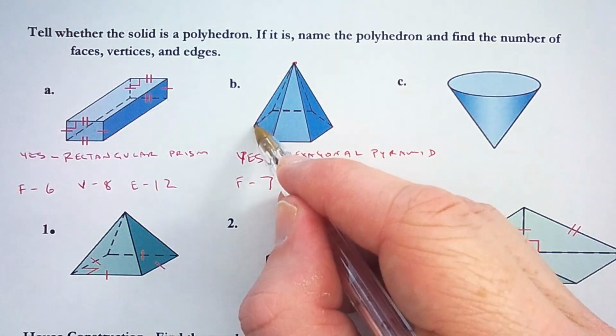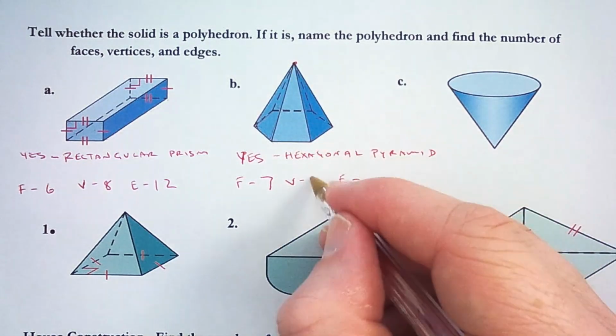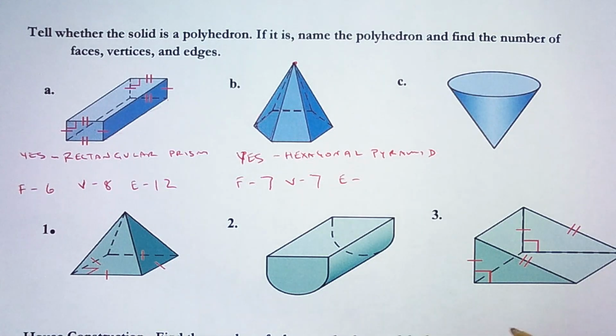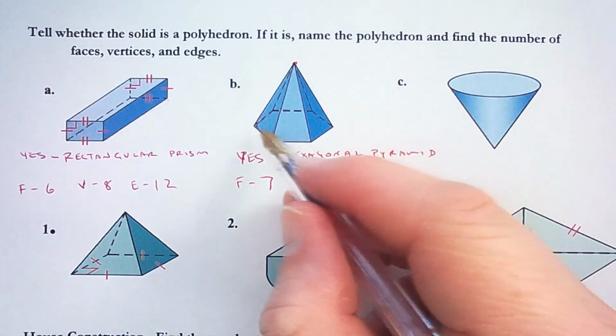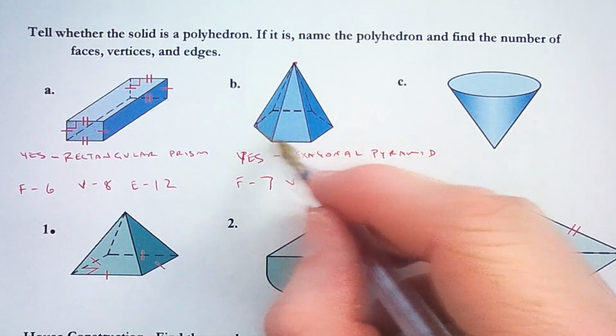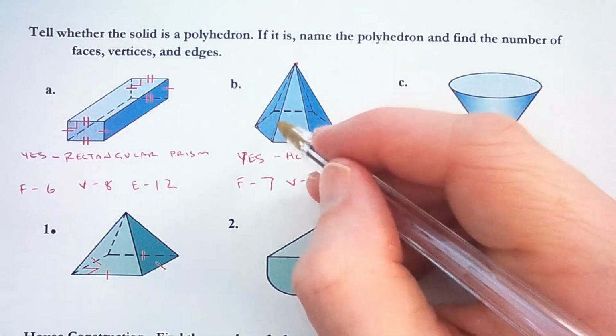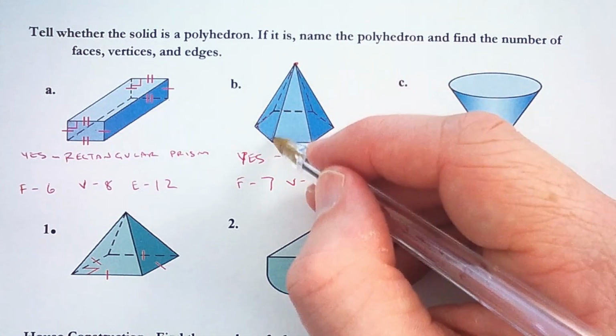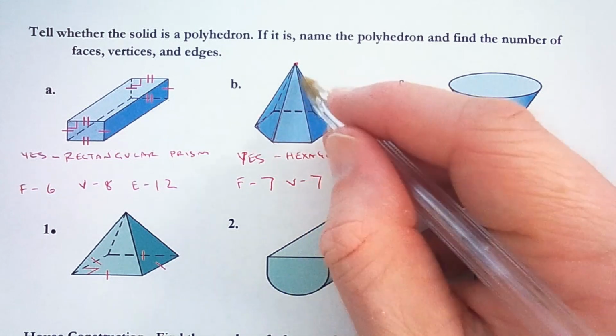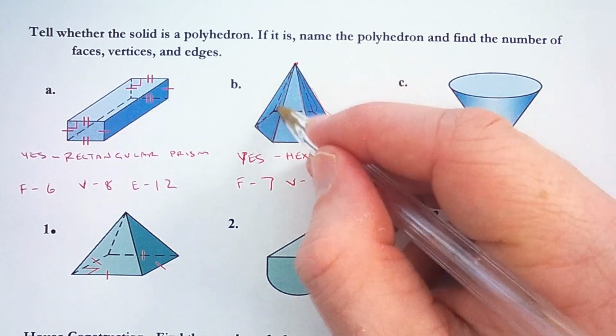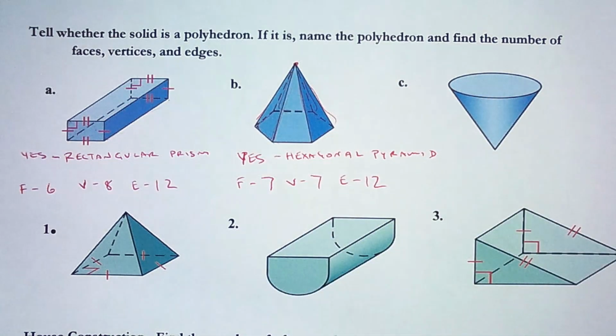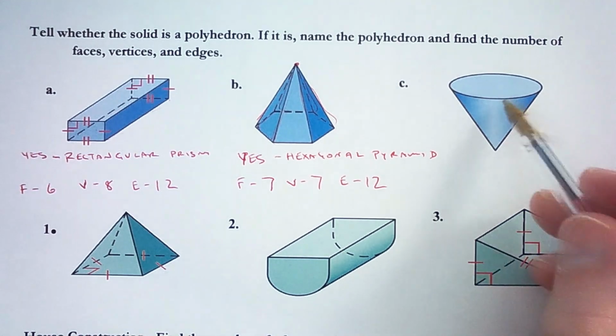The number of vertices, all the corners around the base, it's a hexagon, so I've got 6. 1, 2, 3, 4, 5, 6. And then I've got 1 up here. It has 7 vertices. Then the number of edges. Okay, the base is a hexagon, so it's got 6 here. Then it's going to have 6 more that go toward that vertex. So I've got 6, 7, 8, 9, 10, 11, and 12 edges.